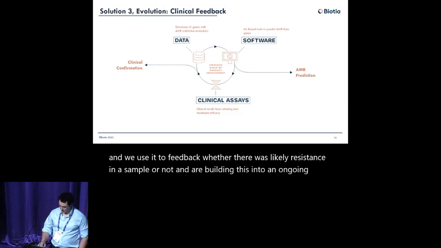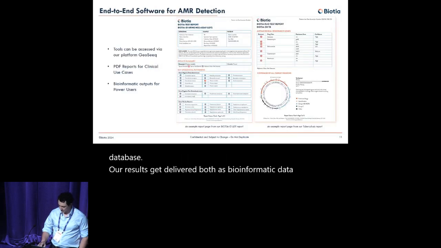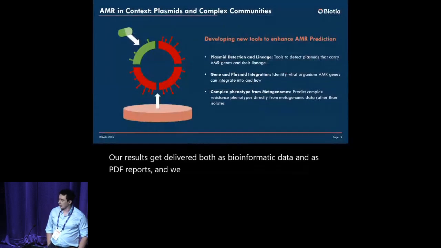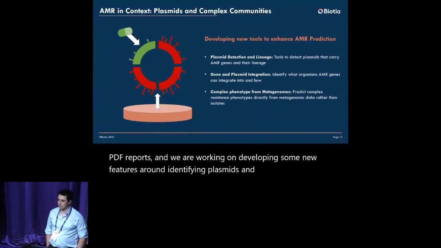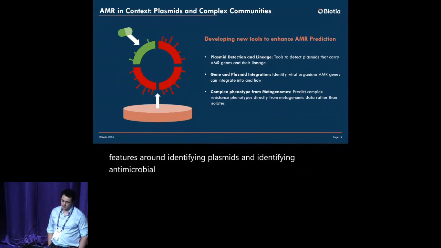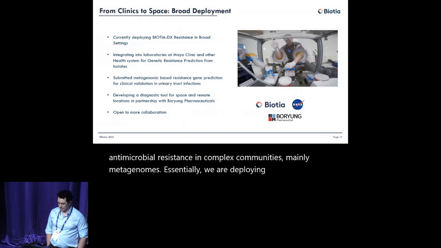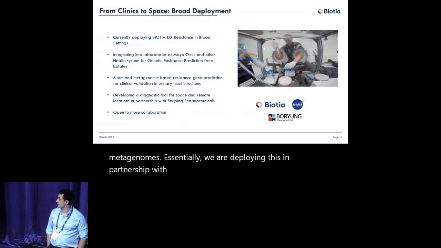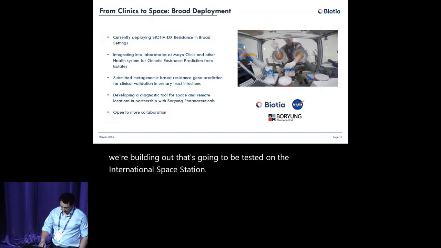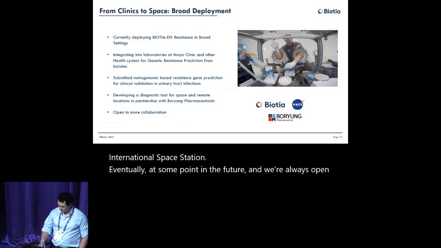Our results get delivered both as bioinformatic data and as PDF reports, and we are working on developing some new features around identifying plasmids and identifying antimicrobial resistance in complex communities, mainly metagenomes. We are deploying this in partnership with Boryung into a remote diagnostics tool we're building out that's going to be tested on the International Space Station eventually at some point in the future. And we're always open to more collaboration.